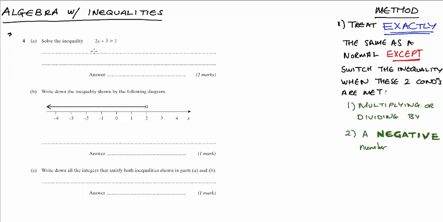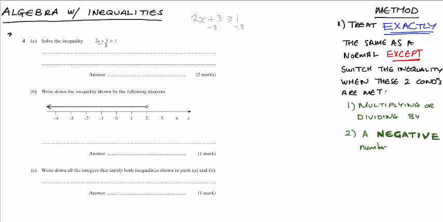Alright, so this one, here's the first thing I'm going to do. I'm going to treat this exactly the same, so I'm going to take away 3 from each side. So I've got 2x plus 3 greater than or equal to 1. Start off by taking away 3.